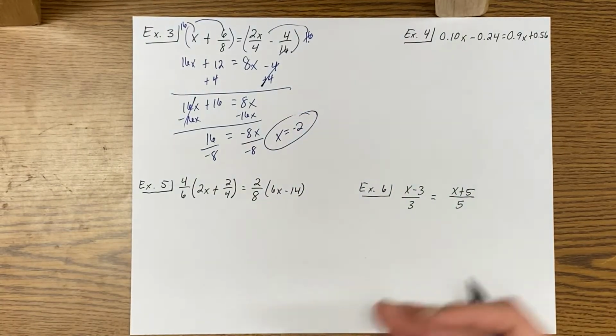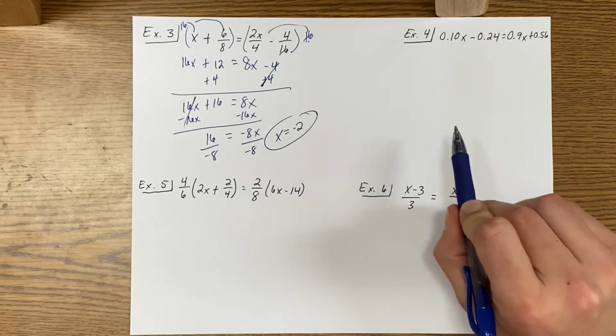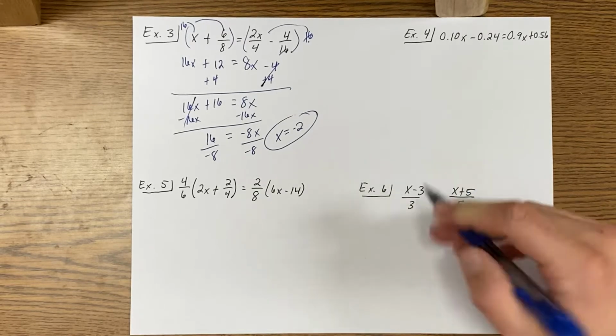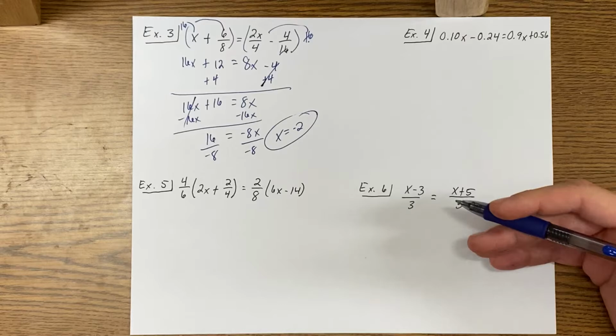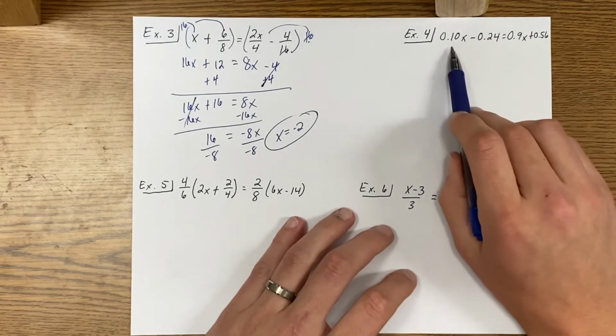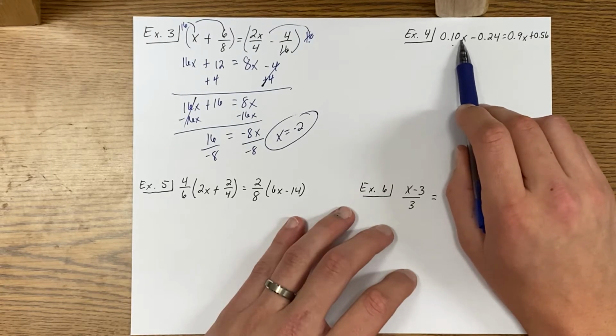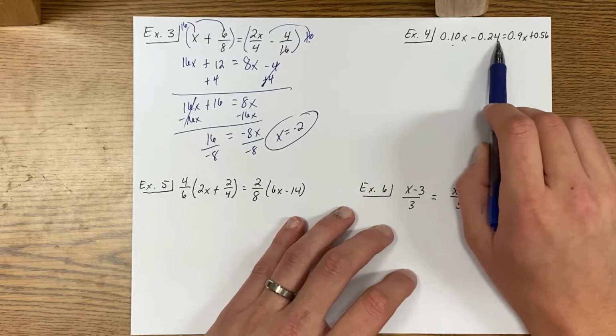All right, example 4, we have some decimals. So we said we're going to multiply each term by a power of 10. Another way to think about it is we're going to move each decimal the most number of times so that all of our numbers are whole numbers. So here's what I mean by that. How many times would I have to move this decimal for that to say 10? 1, 2.